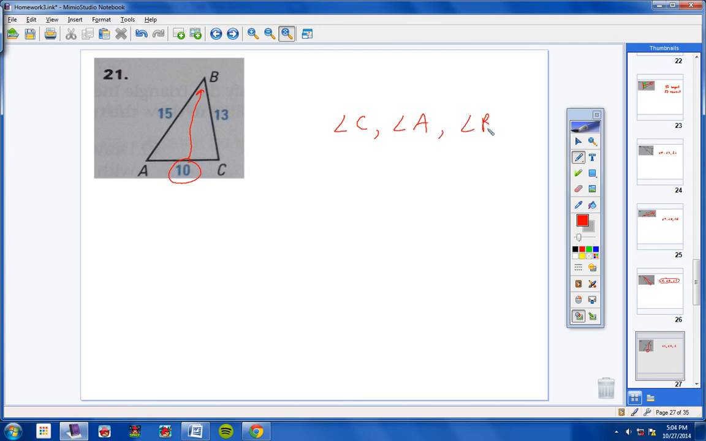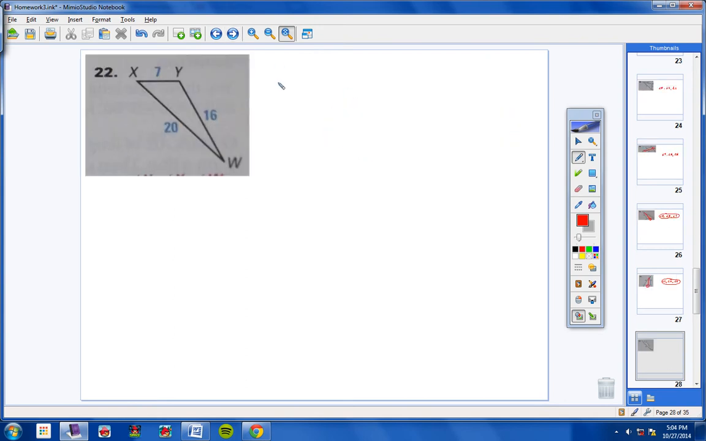So there we go. Angle C is the largest, angle A is the second largest, and angle B is the smallest angle out of all three angles. Okay, moving on to number 22. Alright. Let's circle the longest side, which is 20. Then go straight across to the opposite angle. So angle Y would be the largest angle.